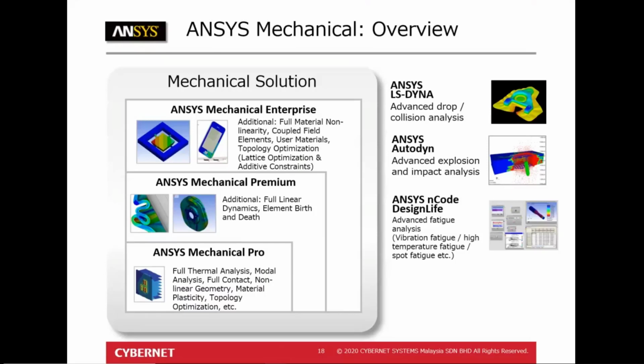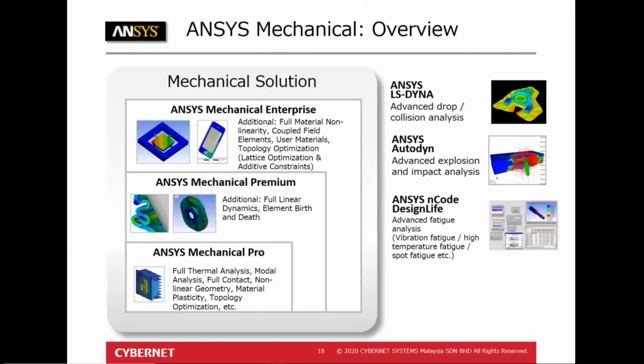So the first one is ANSYS Mechanical Pro. This is the least expensive license you can buy for ANSYS Mechanical. It is compatible with general purpose analysis, some transient thermal analysis, full thermal analysis, fatigue analysis, and also topology optimization. So you can get the topology optimization features from the lowest tier of the ANSYS Mechanical license. Then, of course, as you go up, you get more and more features.